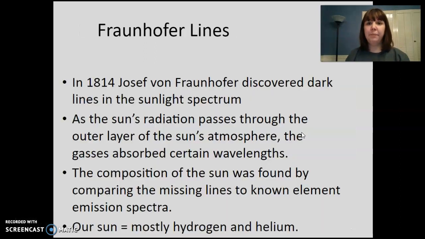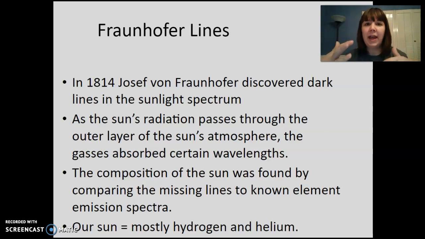Now the sun should be sending us everything, but when Joseph Fraunhofer looked at the emission spectrum from sunlight, there were some things missing. As the sun's radiation passes through that outer layer of the sun's atmosphere, which has different layers, we'll look at that in a second, the outer layer has some gases that absorb energy coming from the center of the sun and take those wavelengths out.